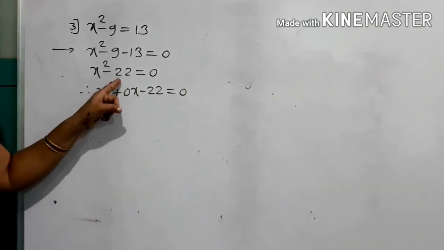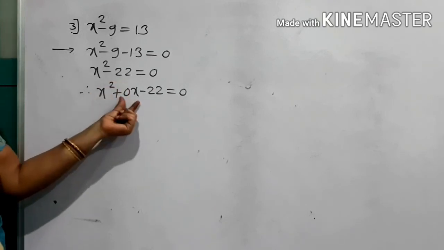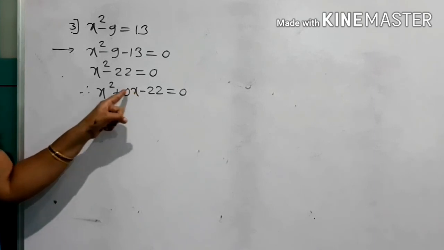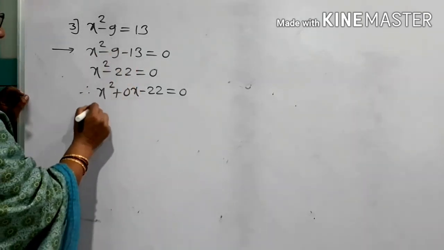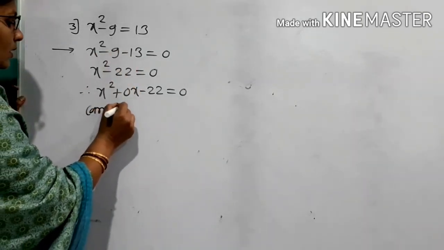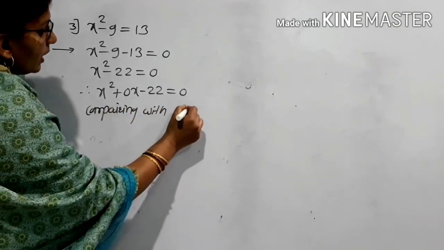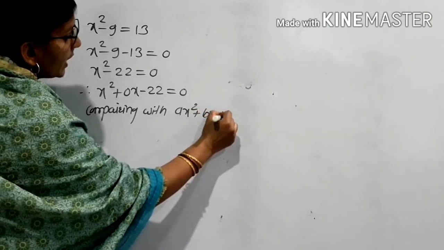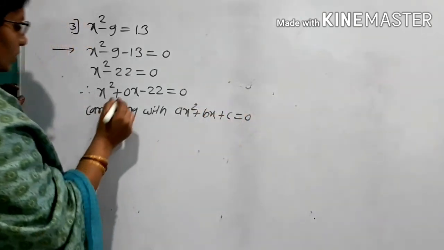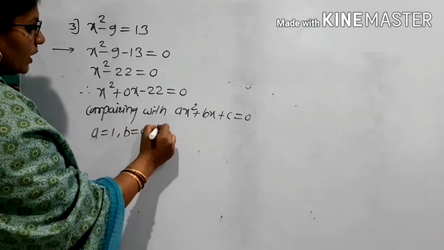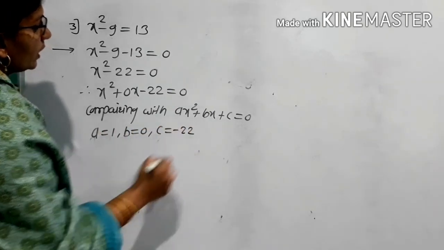Here the middle term, that is 0x, in the standard form the coefficient of x we take as 0. So comparing with ax square plus bx plus c equal to 0, we get the value of a equal to 1, b equal to 0 and c equal to minus 22.